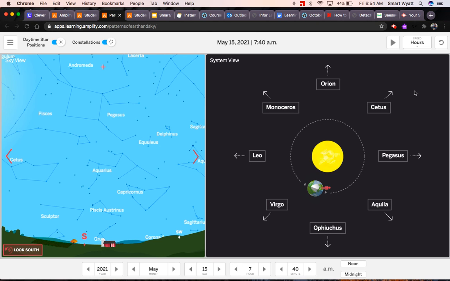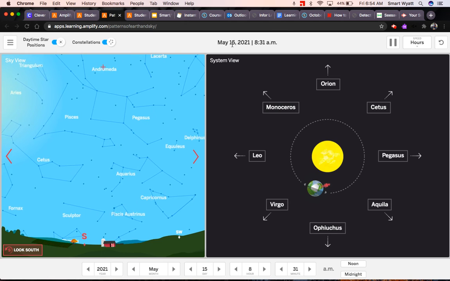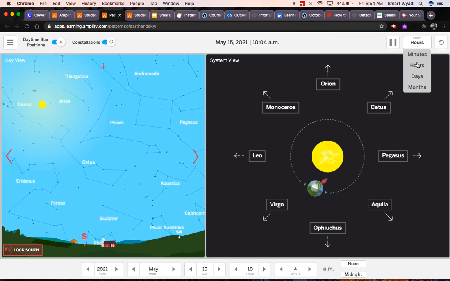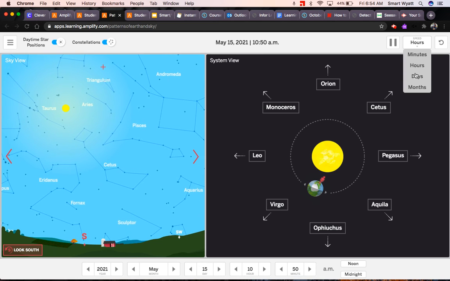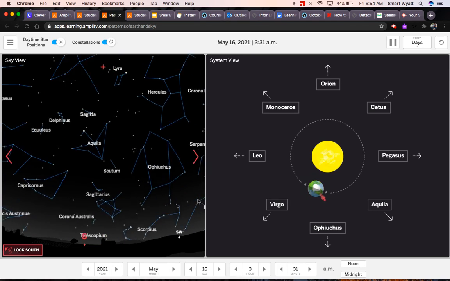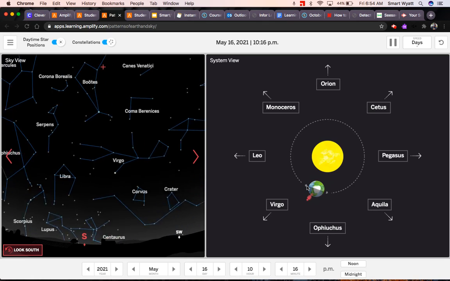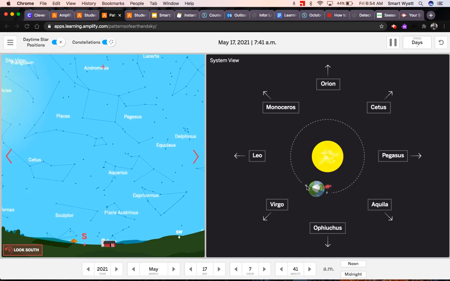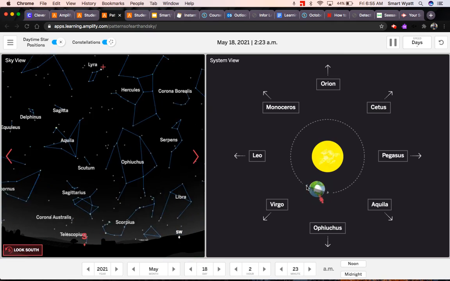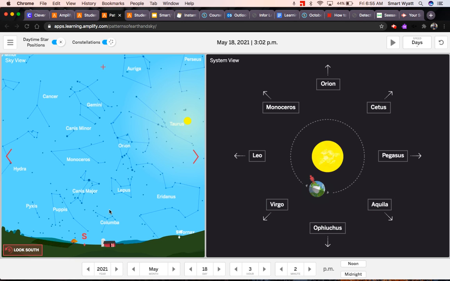And now you can also play out what it looks like to go through time. If you want to increase the speed, you can go hours, you can go days, and you can see what it would look like going through your world. Watch the Earth. What's happening? It's rotating. Pretty sweet. Okay, so you guys have an idea of what's going on.